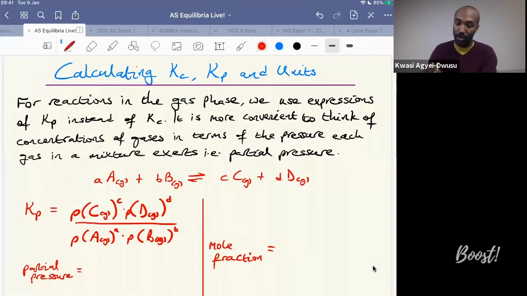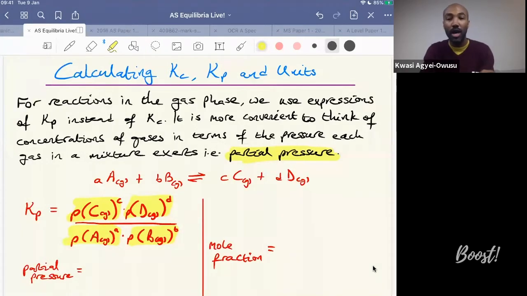Okay, so partial pressure, which I've highlighted here in yellow, and that's what these values are. So we're talking about the partial pressure of C raised to the power lowercase c, the number of moles of C in the balanced equation. Partial pressure of D raised to the power lowercase d, which is the number of moles of D in the balanced equation. So these are the partial pressure terms. Okay, so that's an expression for the equilibrium constant Kp.